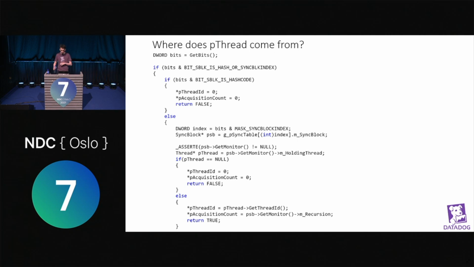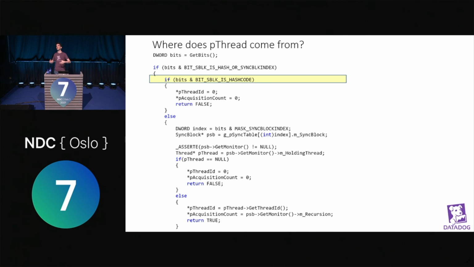So we start by calling GetBits. GetBits is going to read the header of the object that we use as a parameter for the locking. Then it's going to check if the IsHashOrSyncBlockIndex bit is set. So if you remember my explanation, the header has 2 parts, one all-purpose storage, and then a few bit flags that indicate, among other things, what is stored in the first part. And so here we check if the first part is storing a hash or the index of a SyncBlock.